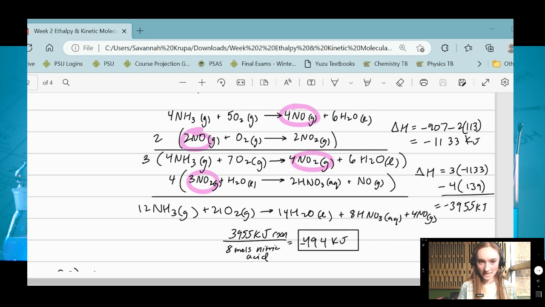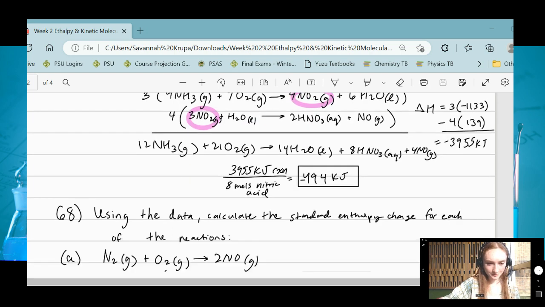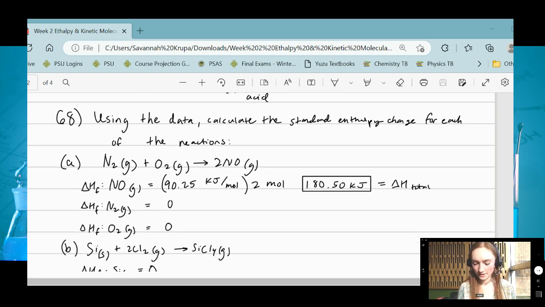Let's move on to 68. So 68 asks, using the data, calculate the standard enthalpy change for each of these reactions. I love this problem because these are much more simple in my mind than trying to find the total energy per mole of whatever for 3 different reactions, because like I was saying in the last problem, it's a little bit complicated. These are quite simple. You just look up the values, you multiply it by how much ever you have, and then you subtract the products from the reactants. And that's really it. There's no finagling or anything like that.